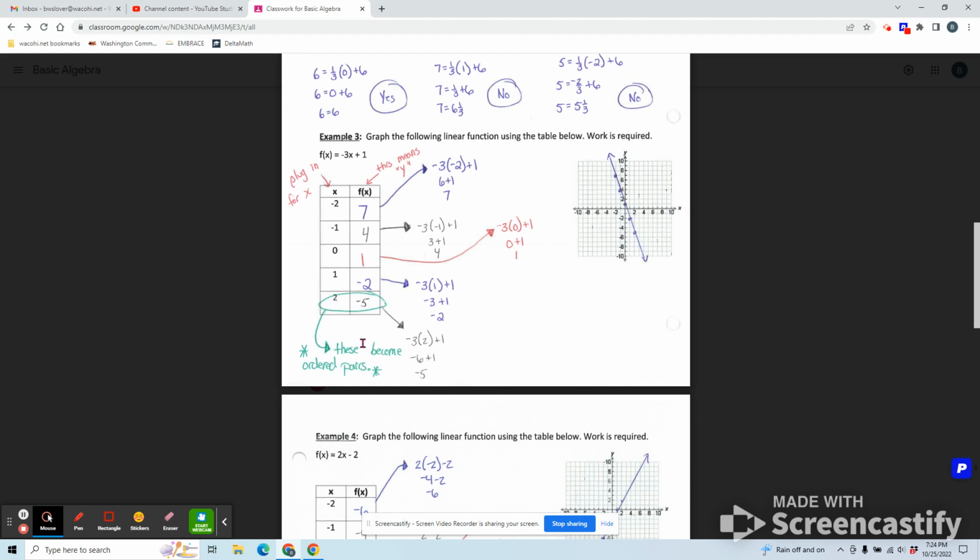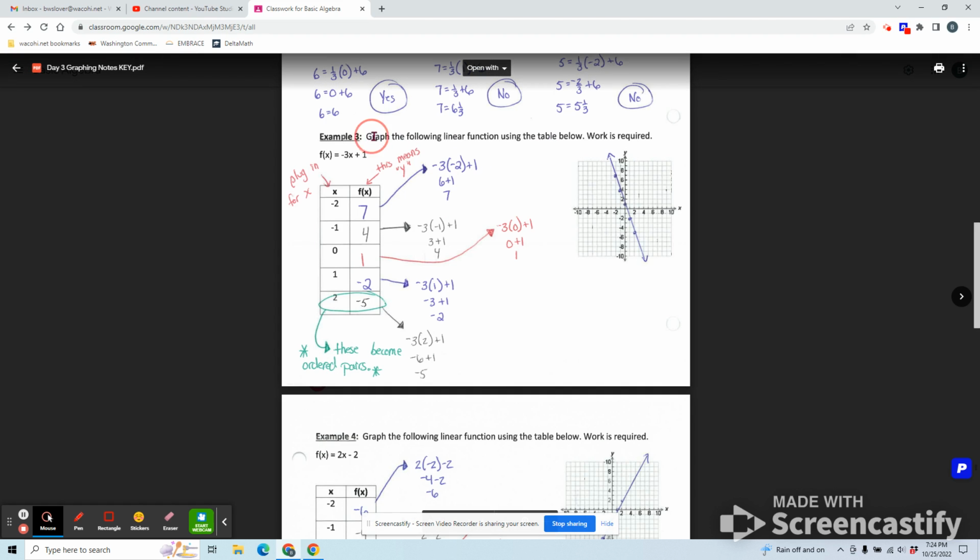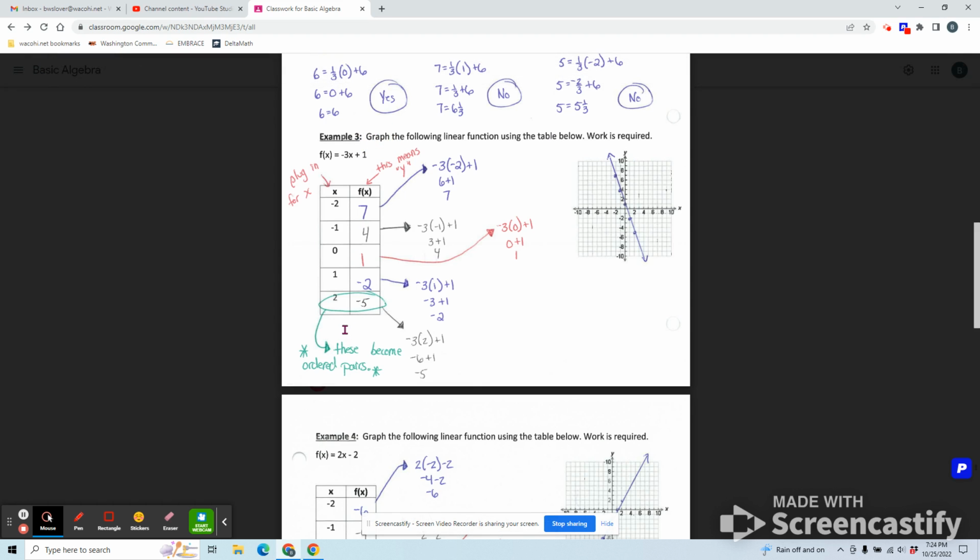Now down here I circled in green that these become my ordered pairs, because it does say graph. Graph the following linear function. Well, in order to graph, I need some ordered pairs. This table actually created ordered pairs. So this is saying x is 2, y is negative 5. So I have an ordered pair of 2, comma, negative 5. Or I have an ordered pair of 1, comma, negative 2. Or 0, comma, 1. Or negative 1, comma, 4. Or negative 2, comma, 7.